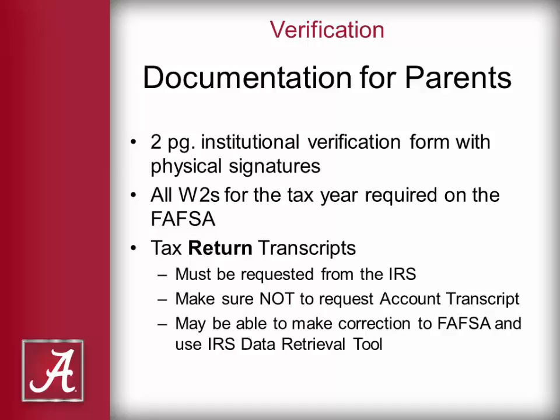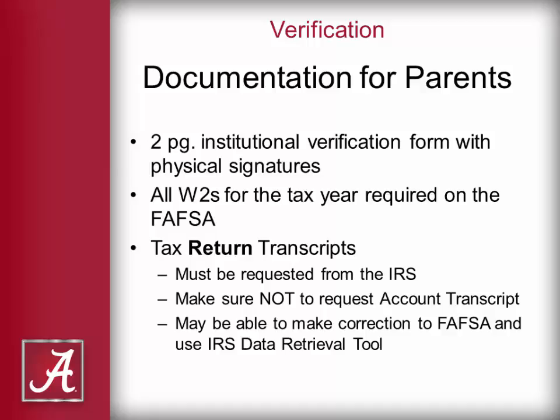If you would prefer to make a correction to the FAFSA instead of requesting the tax transcript from the IRS, then there is the potential that you could be eligible to use what's called the IRS data retrieval tool. When you log in to make the correction, on the financial information tab is where you would be asked if you wanted to retrieve that data directly from the IRS. Not everyone is eligible for it, so if it's not showing that as an option, then that may be why. They've determined for whatever reason that you're not eligible to use that tool. In that case, the only other option would be to submit the tax return transcript.